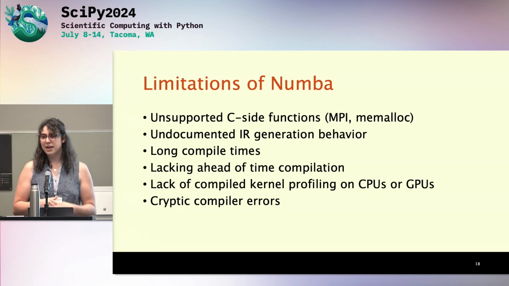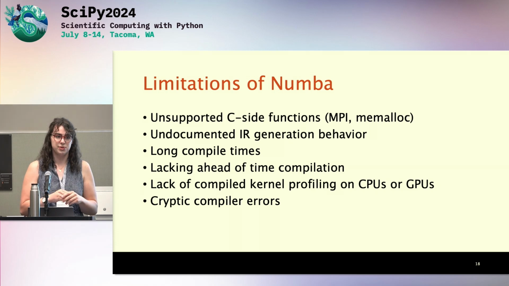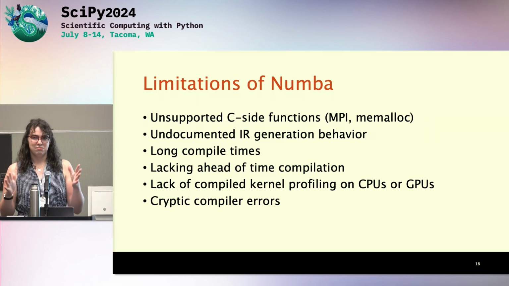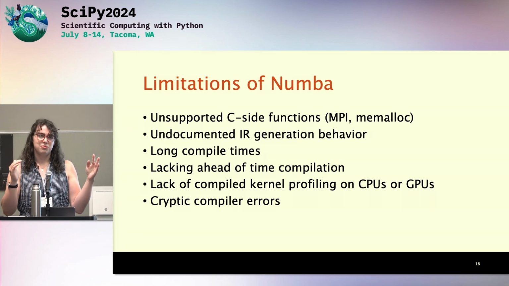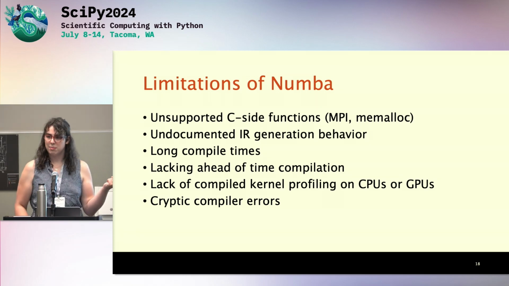There can be long compile times. We care about intermediate compiler representations for a lot of the work we do, so the documentation on what we're actually getting from Numba can be not as good as we would hope. Right now it's lacking ahead of time compilation.